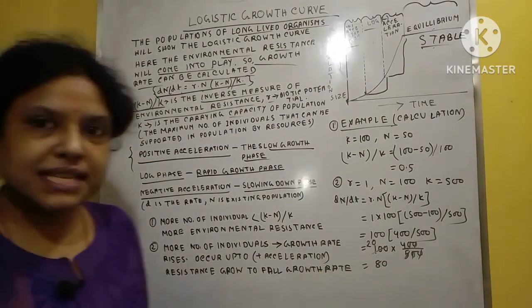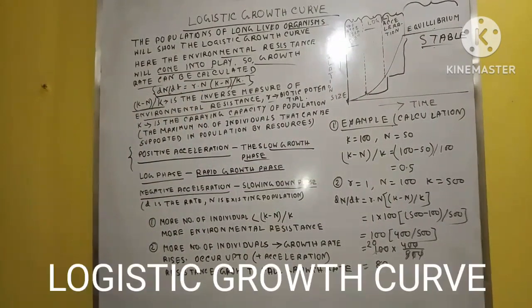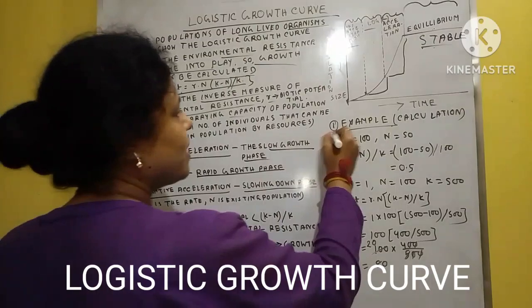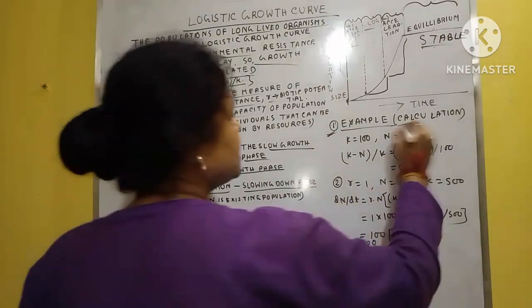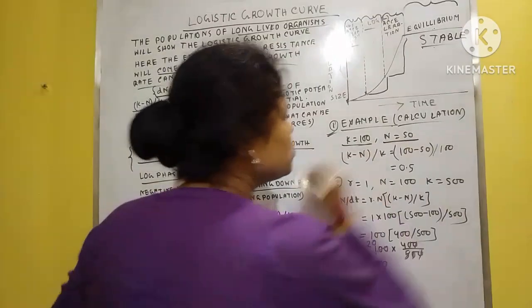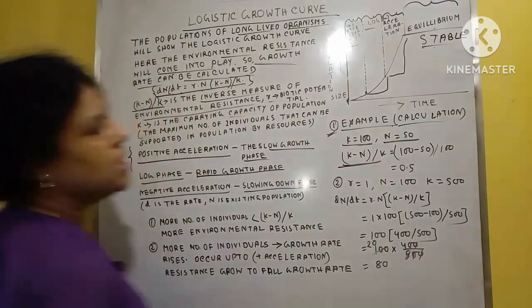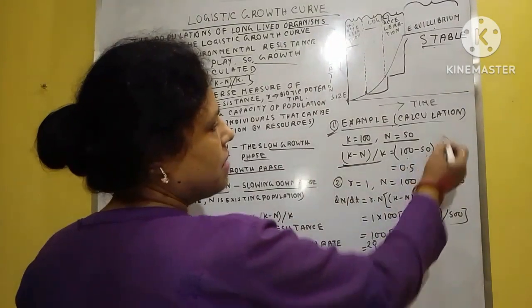Now we will see this explanation with the help of an example. Here is one example. The calculation is that K is supposed to be 100 and N is supposed to be 50. So in that situation, (K minus N)/K is (100 minus 50)/100.